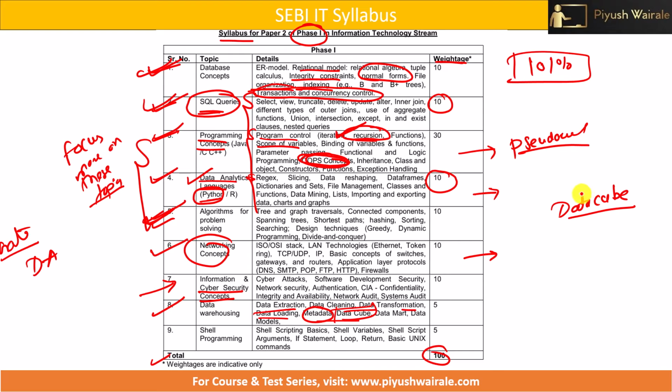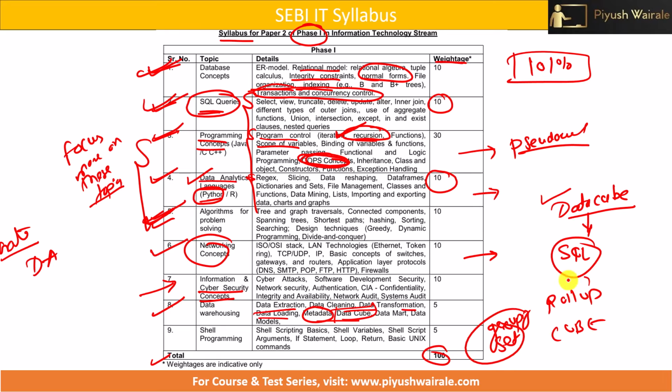They may ask a simple question in phase one, but in phase two, definitely there will be a numerical type of question from the data cube. You can see it's a SQL question based on the data cube. If you know how the GROUP BY clause works in SQL, there is something called GROUP BY CUBE, GROUPING SETS, and ROLLUP. So all these things are important when we talk about the data cube here.